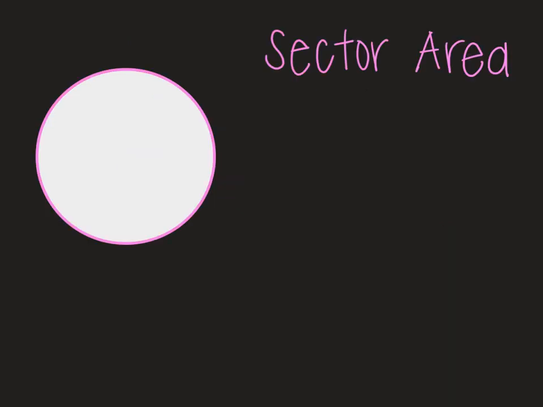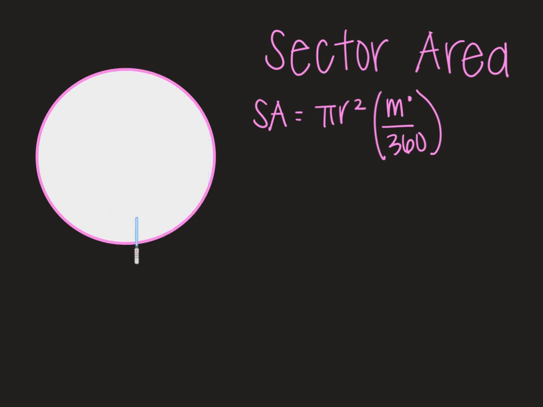Now we're moving on to sector area. The formula for sector area is equal to the whole area of the circle, like we just did, so pi r squared, multiplied by the ratio that the sector occupies in the circle. So the measure of that sector divided by 360. For example, if our sector takes up half, that would be 180 over 360, which is 1/2, and then I would be multiplying the area by 1/2 for our sector area.